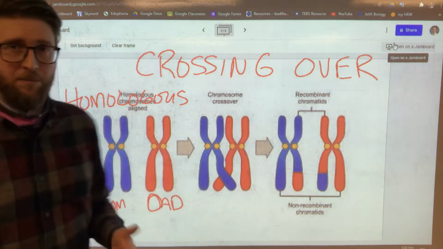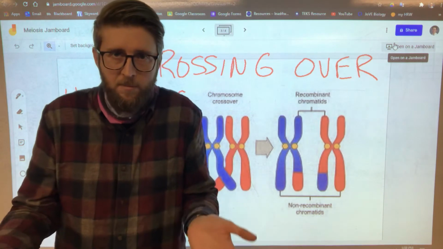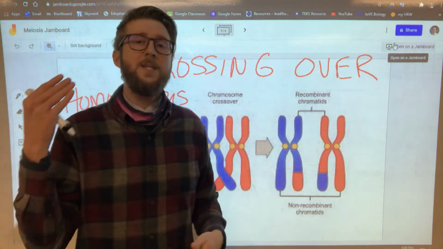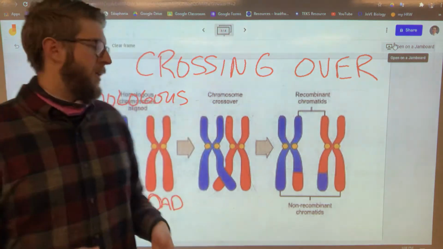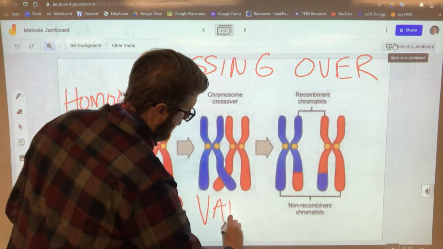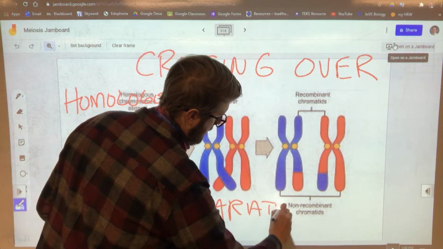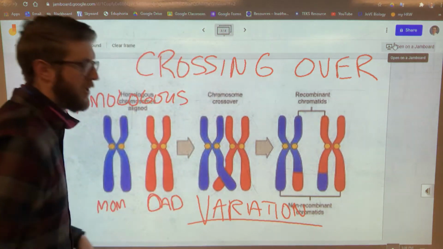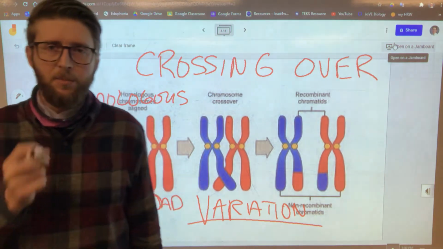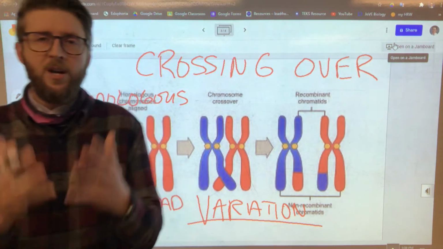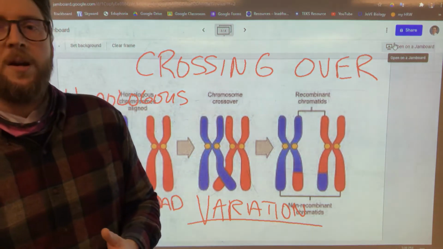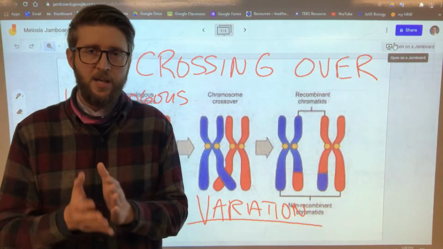And the reason that's important, you're probably saying, okay, well, why? That's cool and all, but like, what's the point? Why is that important? Well, the reason that's important is because it leads to increased variation. Okay. Now, variation is very important. Genetic variation is very important. The reason it's important is because the more variation that you have in your DNA, the better of a chance that the species has for survival.